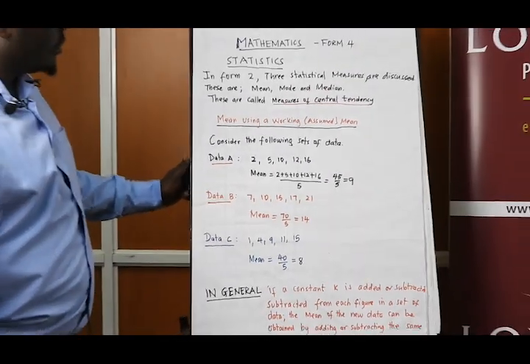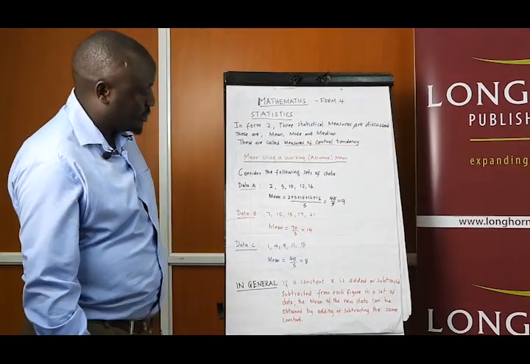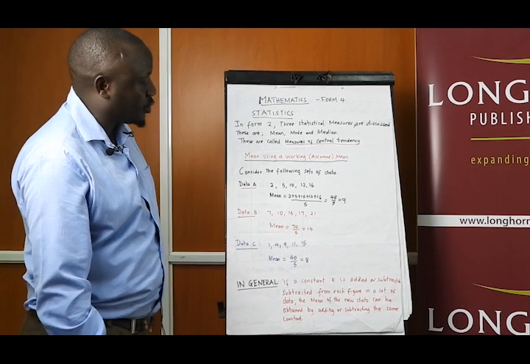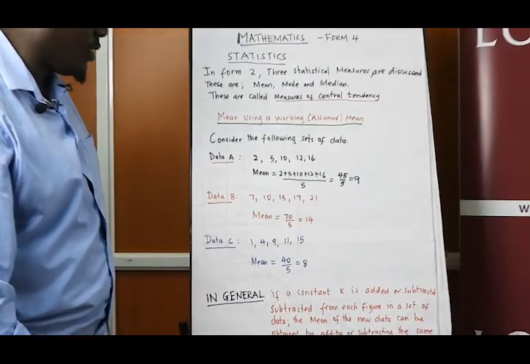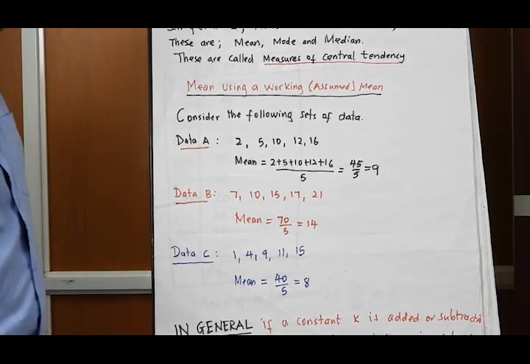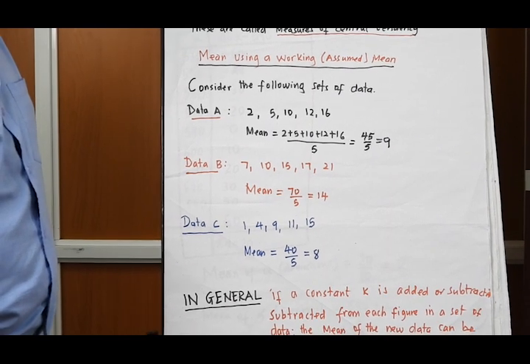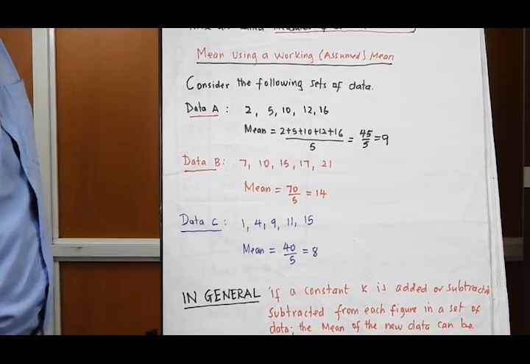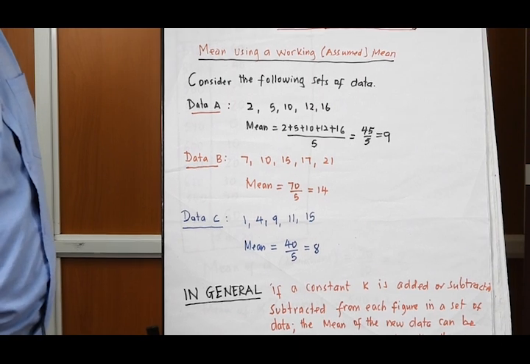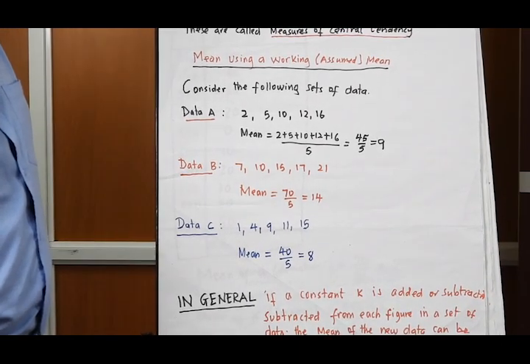Now, if we were to get the mean of data A, normally we just add all the numbers. That's 2 plus 5 plus 10 plus 12 plus 16. Then we divide by 5. That gives us 45 over 5, which is 9. So the mean for data A is 9. Mean for data B is 7 plus 10 plus 15 plus 17 plus 21, which gives us 70. Then 70 divided by 5, which is 14.